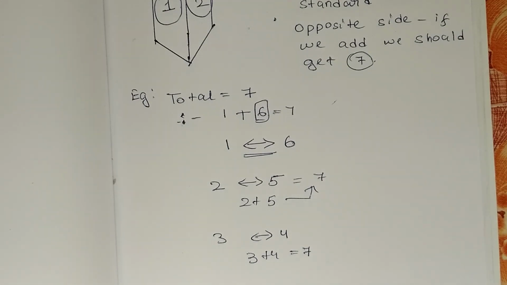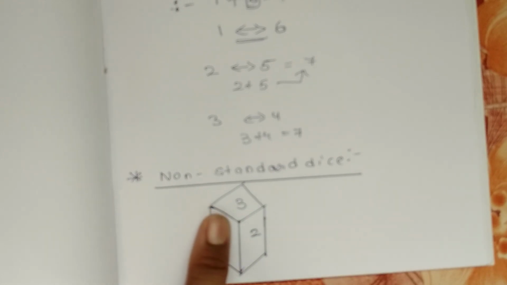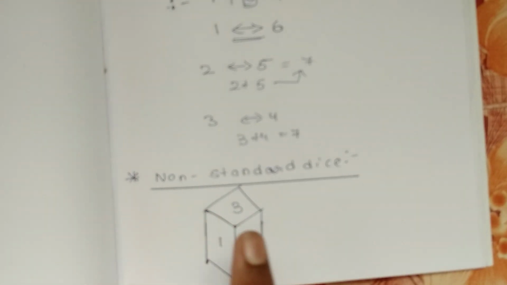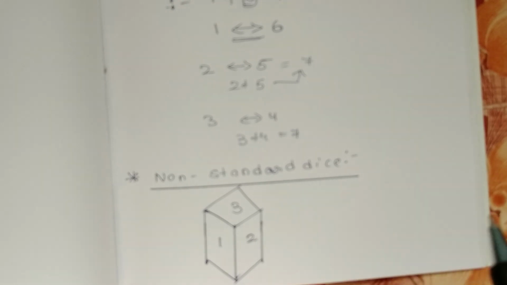Afterwards I'm going to start one more topic. The next topic is non-standard dice. This is the non-standard die here, and in a non-standard die it is not necessary that the sum of opposite sides should be equal to 7. It can be anything.